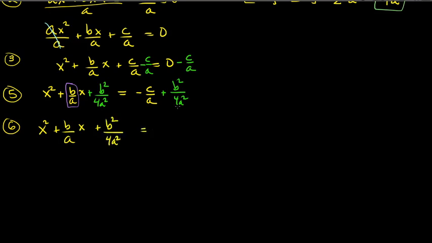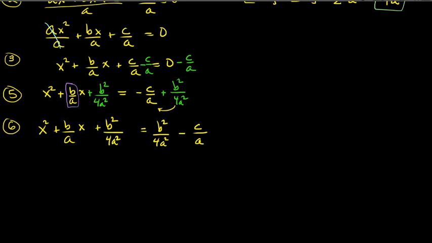Right, and on the right, can I switch these around? Yep, I'm going to put the positive in front. So b squared over 4a squared minus c over a. Right, same thing. If I have negative 2 plus 8, that's the same as 8 plus negative 2, or 8 minus 2. Okay, just making sure we're allowed to do that.